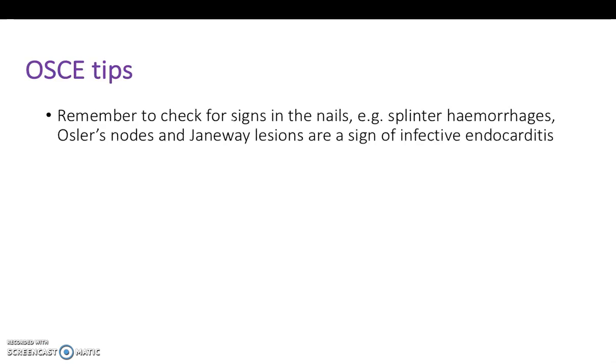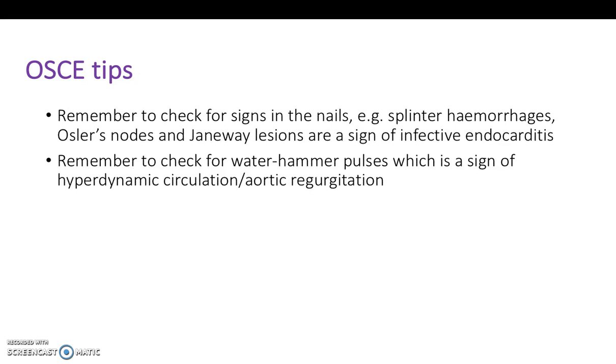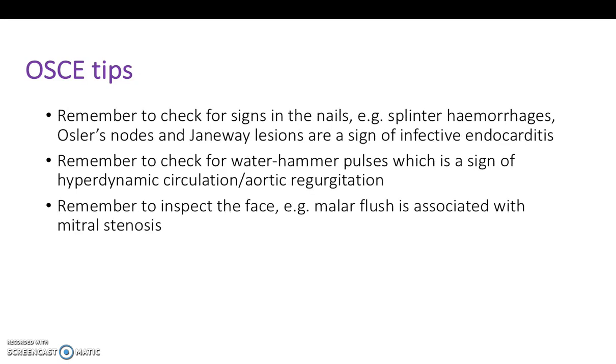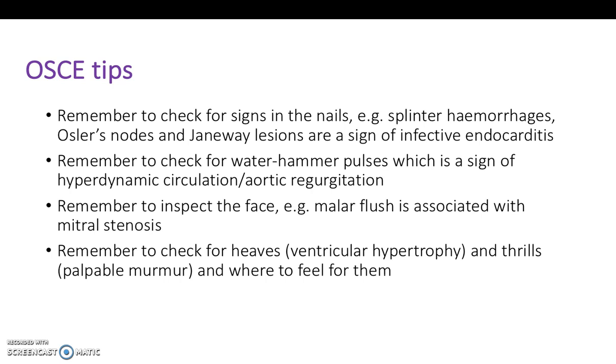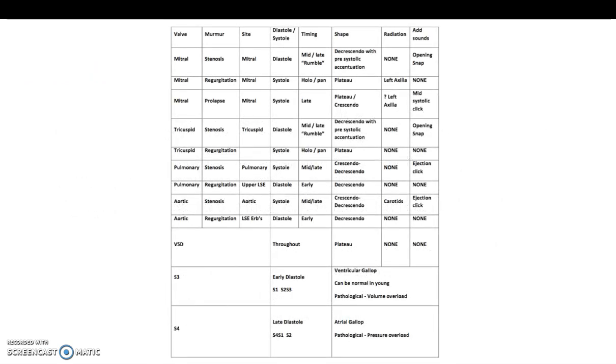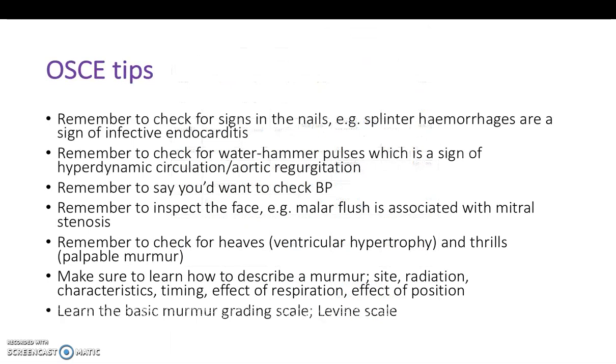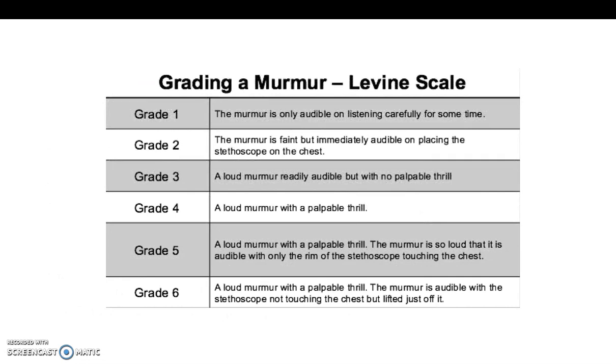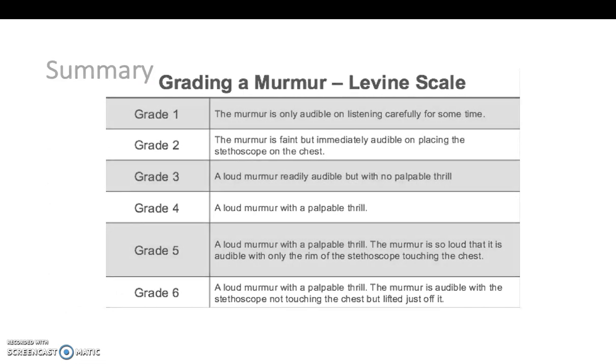So some OSCE tips. Remember to check for signs in the nails. Remember to check for those collapsing water-hammer pulses. Remember to inspect the face. Remember to check for heaves and thrills. And make sure you learn how to describe a murmur. So you can pause the video here and this shows you how you would describe a murmur. And finally, learn the basic murmur grading scale, which is called the Levine scale. And again, you can pause and have a read of the Levine scale there.